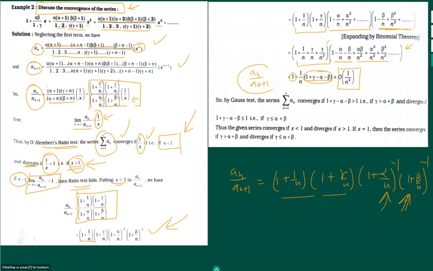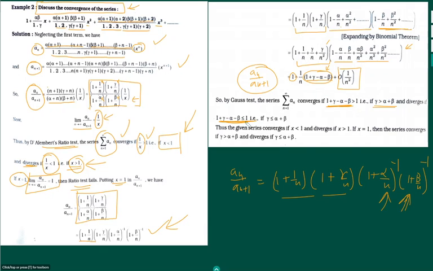So by Gauss test, in the expansion of an over an plus 1, the coefficient of 1 over n decides the convergence or divergence of the series. So this series is convergent if the coefficient of 1 over n is greater than 1, that means if gamma is greater than alpha plus beta, and divergent if the coefficient of 1 over n is less than or equal to 1.